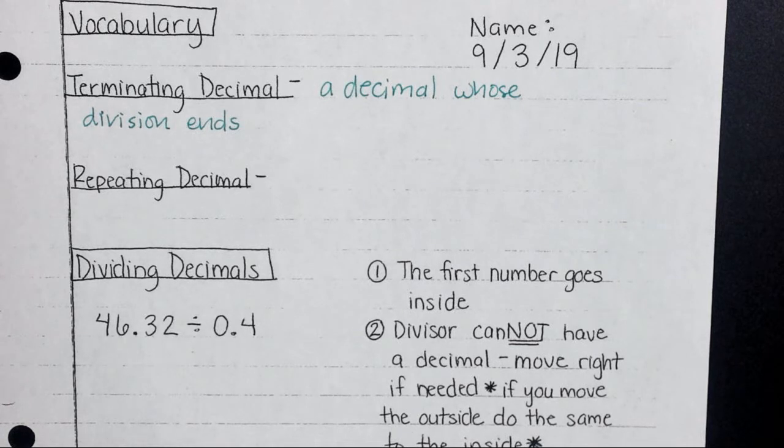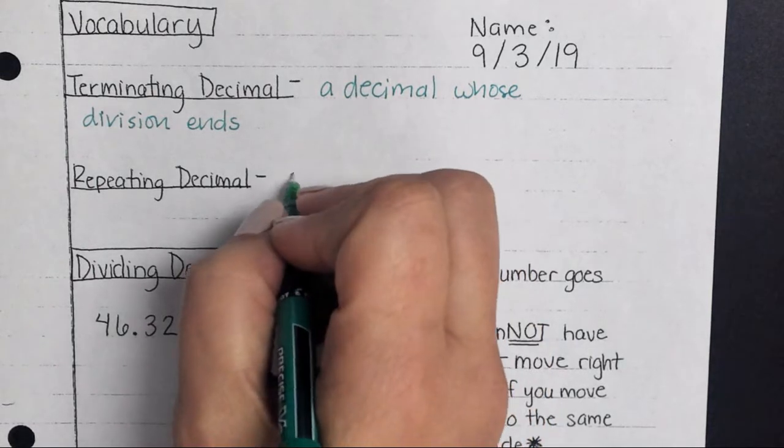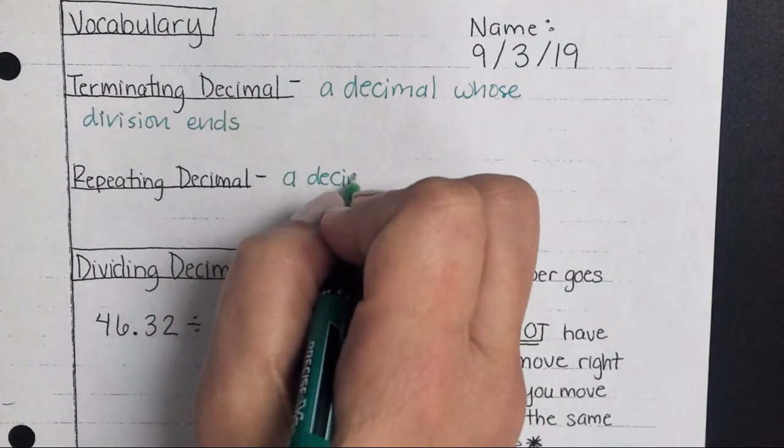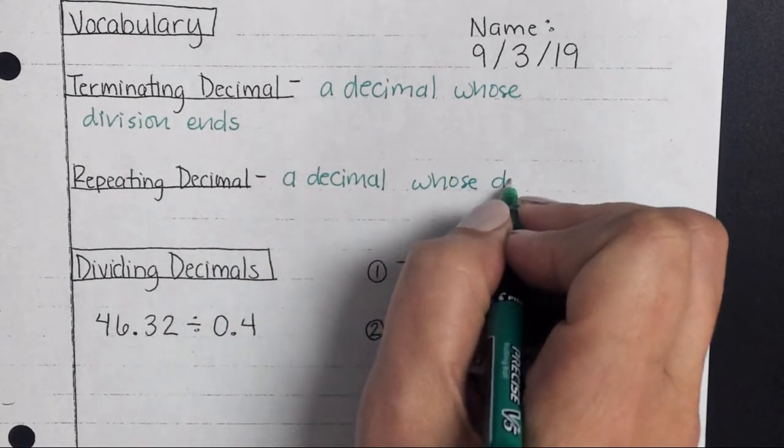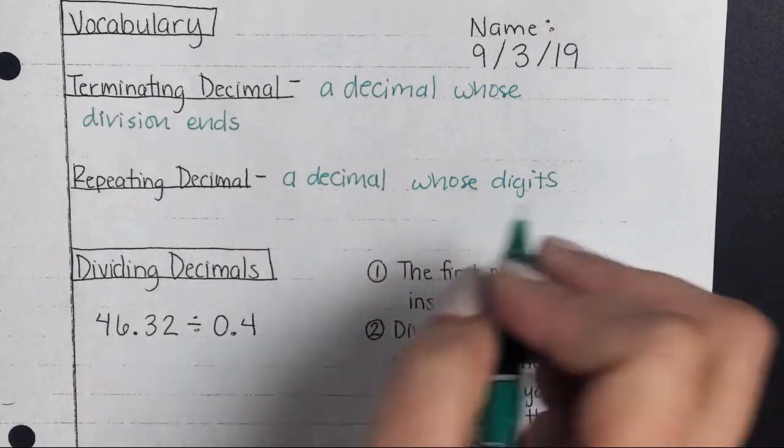So, of course, the opposite of that is what we call a repeating decimal. What do you think that means? Absolutely. It's going to continue over and over, the same pattern forever. It is unending. So this will be a decimal whose digits repeat.